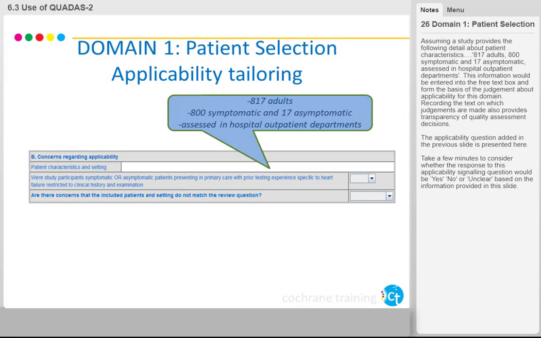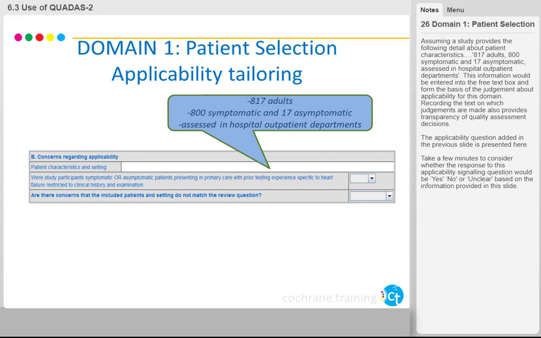Assuming a study provides the following detail about patient characteristics: 817 adults, of which 800 are symptomatic and 17 asymptomatic, assessed in hospital outpatient departments. This information would be entered into the free text box and form the basis of the judgment about applicability for this domain. Recording the text on which judgments are made also provides transparency of quality assessment decisions.